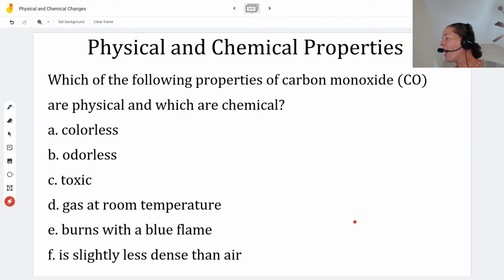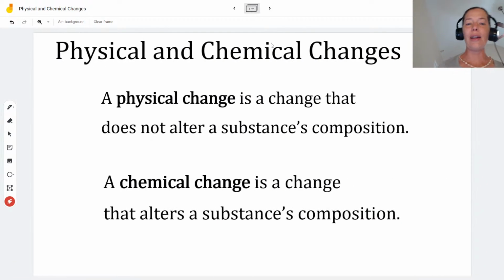Okay, so I have a question from Aaron. What about fusion or fission? That is a great question, Aaron, and that's really going to tie into my next slide quite well. So now that we're comfortable with physical and chemical properties, we can talk about physical and chemical changes. So Aaron, give me just a second. Let's get our definitions in, and then I will talk about fusion or fission, because that's a fantastic question.